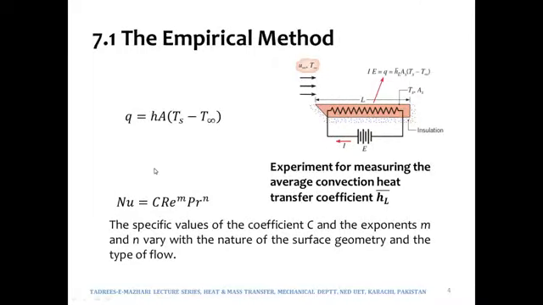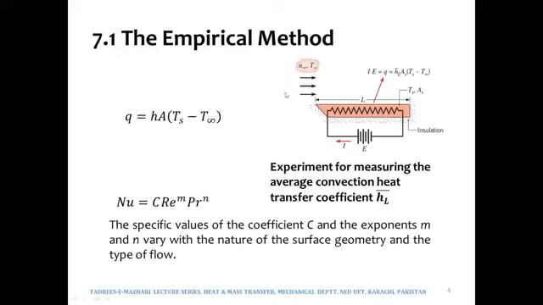So let's start with the empirical method. Over here we can see that there is a plate, and over the plate the fluid is flowing with free stream velocity u infinity and T infinity, and then there is a heater which heats up this surface, this plate. So electrical current will pass through this resistor and the plate will get heated up. So the temperature of the plate can be measured very easily using some thermocouple or thermistor or any other type of device.